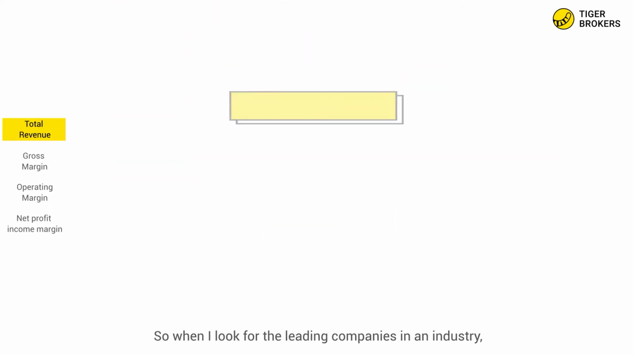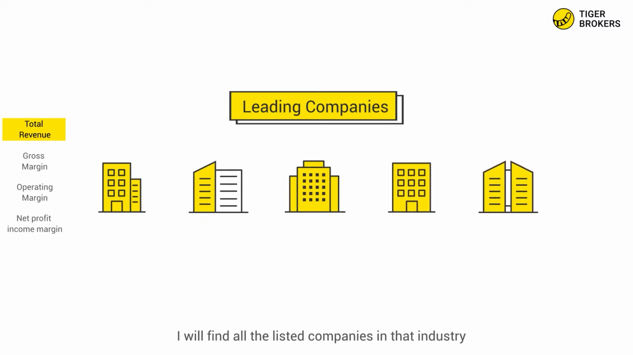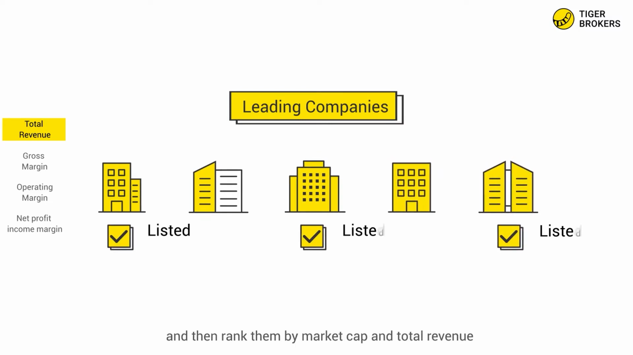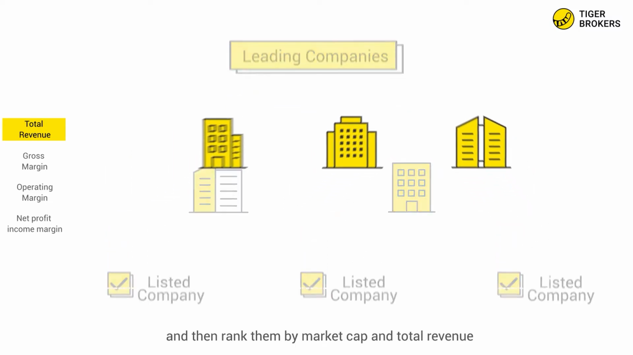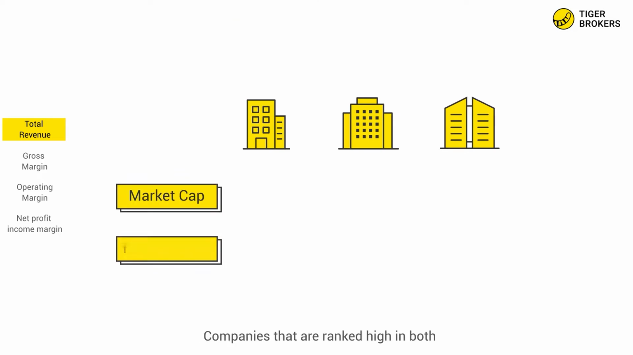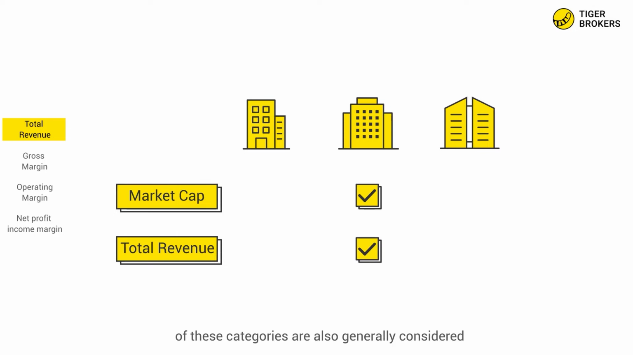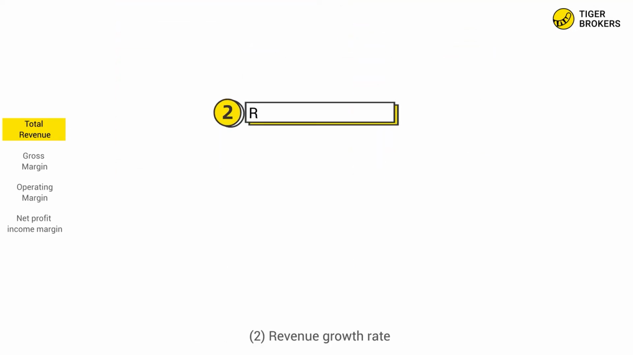So when I look for the leading companies in an industry, I will find all the listed companies in that industry and then rank them by market cap and total revenue. Companies that are ranked high in both of these categories are also generally considered to have a competitive advantage in their industry.